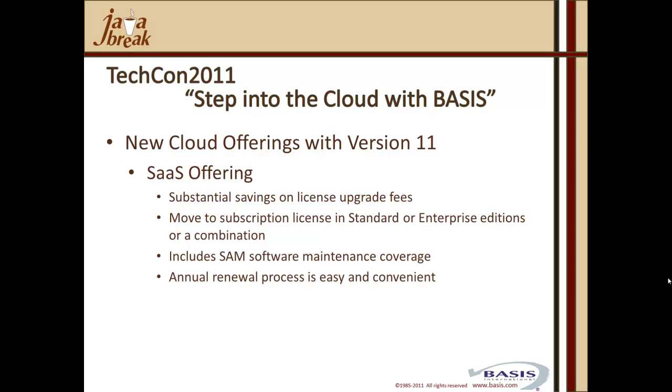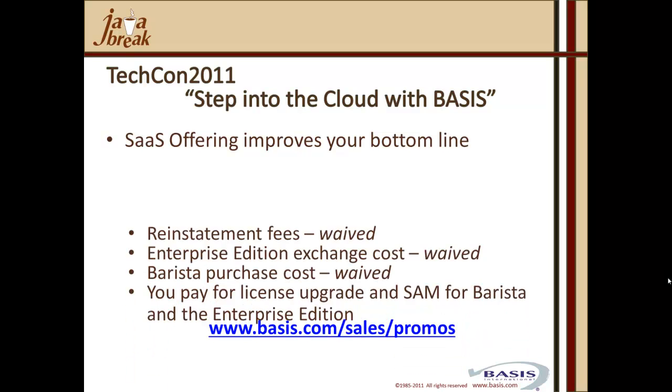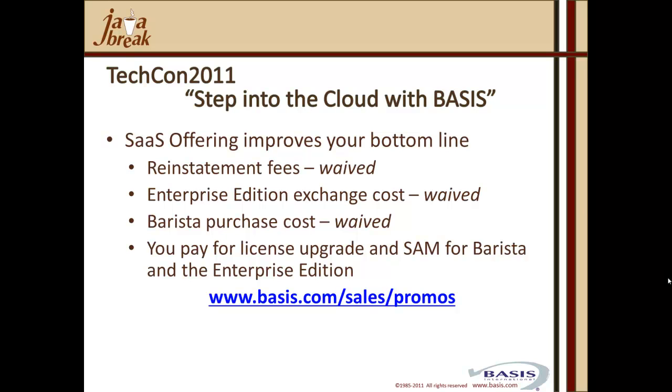Let's take a look more specifically at what that's about. I say on the slide that the SaaS offering improves your bottom line. Let's see how it does that. Typically you'd have reinstatement fees, and we've elected to waive those. The Enterprise Edition exchange cost will be waived. The Barista, the Rapid Application Development Tool, purchase cost is waived. And so all you're paying for is the license upgrade and SAM for Barista and the Enterprise Edition.